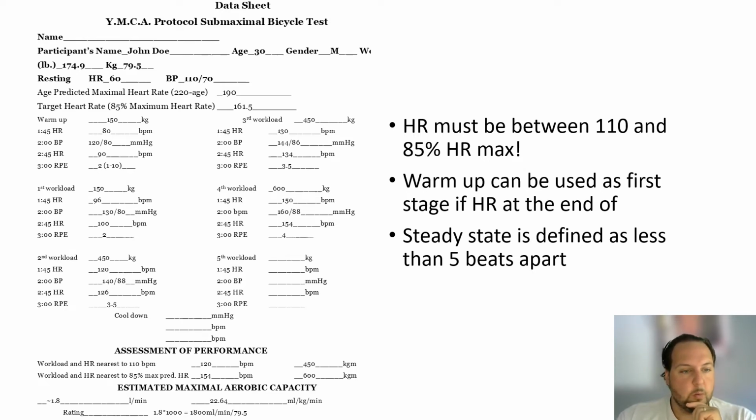So we're going to do our 120 here at 450 and workload and heart rate nearest to 85% max. All right, that's this one up here. 154 at 600. So those are the big numbers that we need. We can now move on to the graph, which I'm going to show you so that we can plot and calculate VO2.